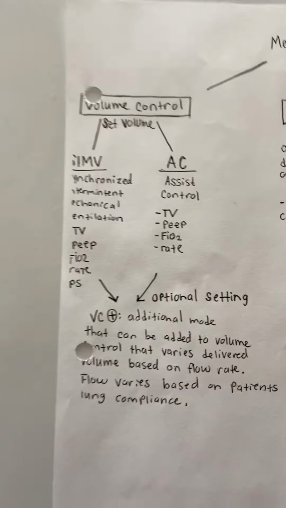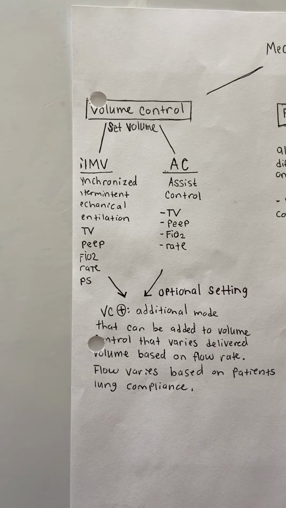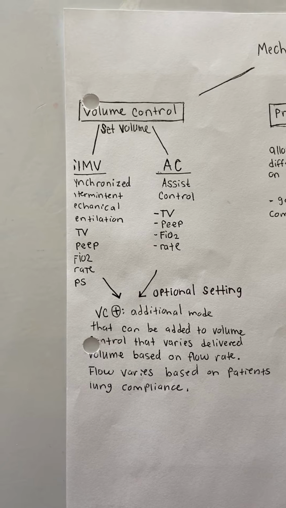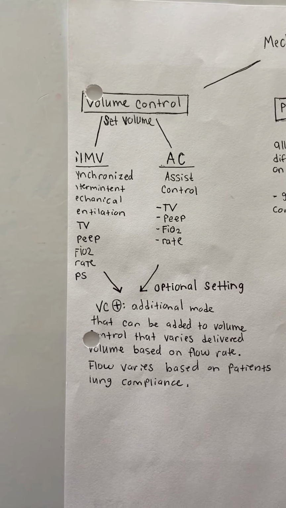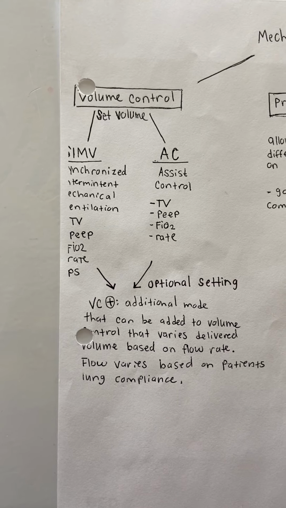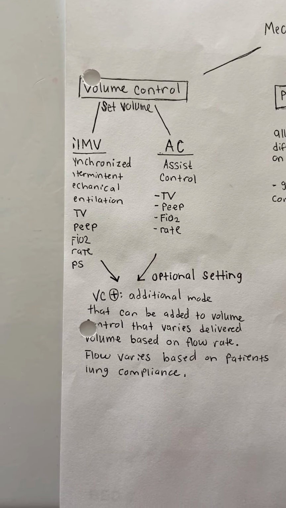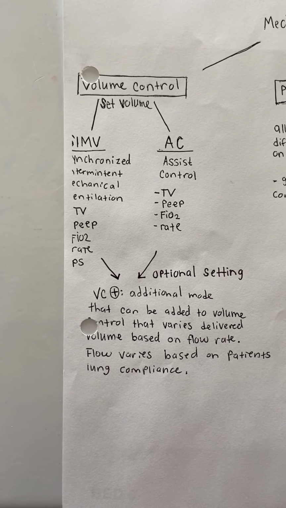On assist control, the patient's going to have that set tidal volume. We're going to determine how big of a breath we're going to give. They're going to have that set PEEP, just that little bit of pressure that's administered throughout the entire inspiration and expiration process, just to keep the alveoli open. FiO2, which is the percentage of oxygen, and lastly, a rate. I think the key thing to understand on assist control is that the ventilator does everything.